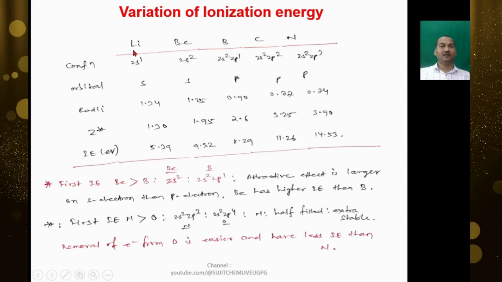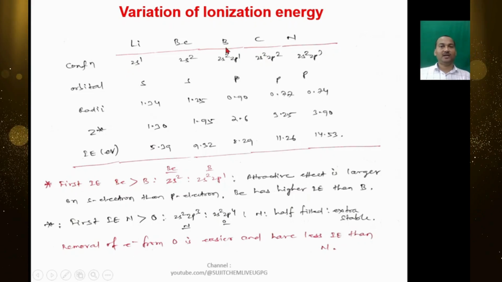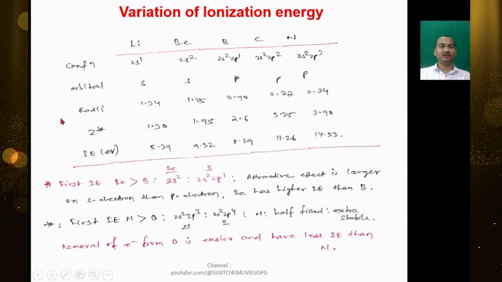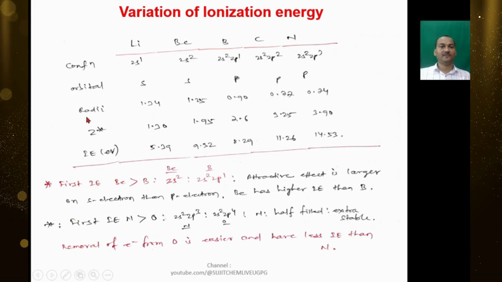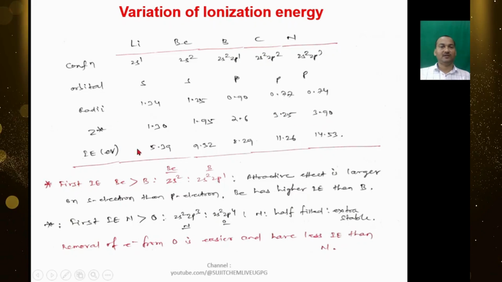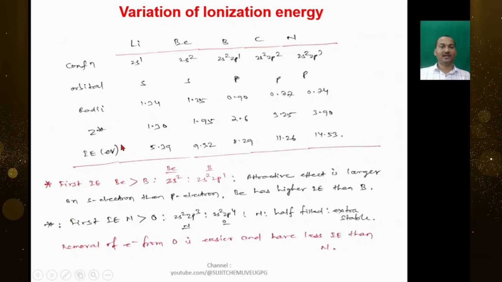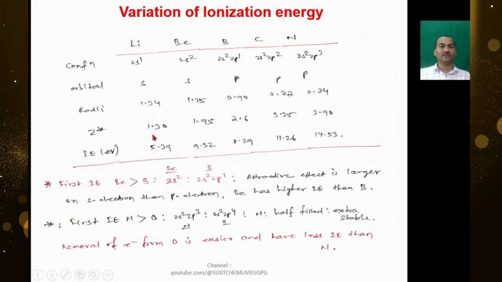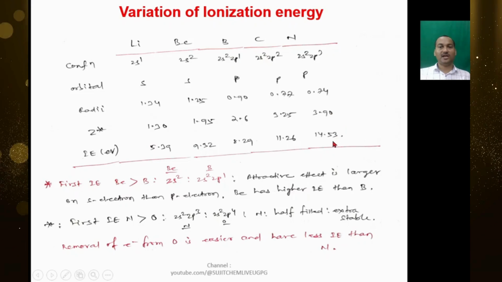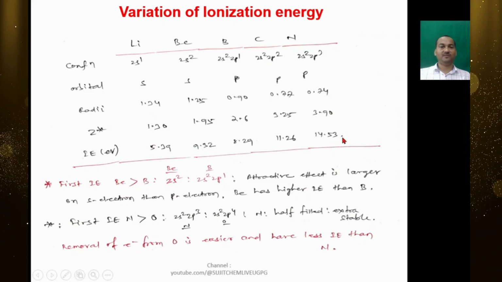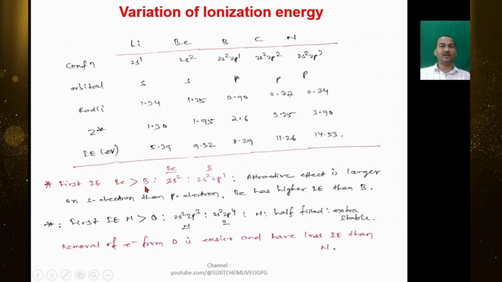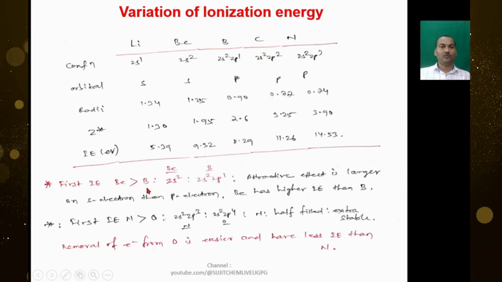So for example here, lithium, beryllium, boron, carbon, nitrogen. Here you can see the configuration and the orbitals involved and their radii and their effective nuclear charge. So that's why the ionization energy of lithium is 5.39 and for nitrogen it is 14.53. First ionization energy of beryllium is greater than boron.